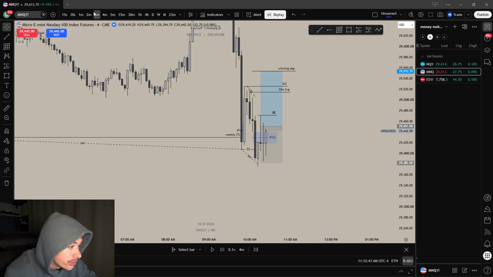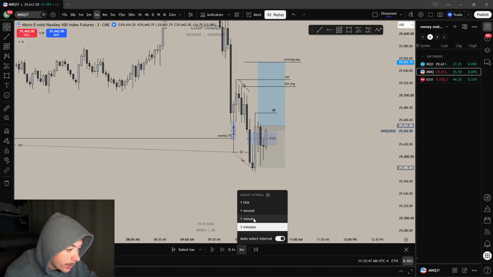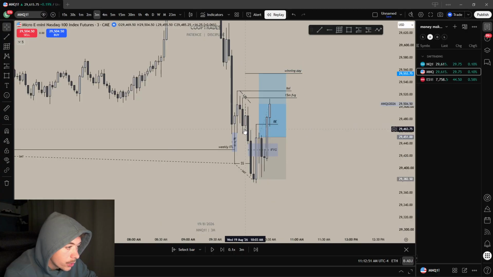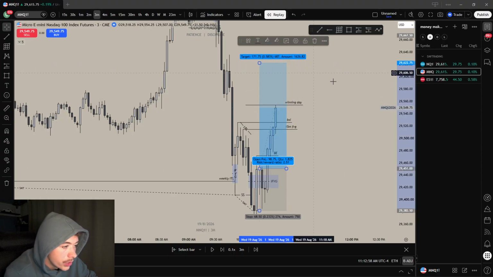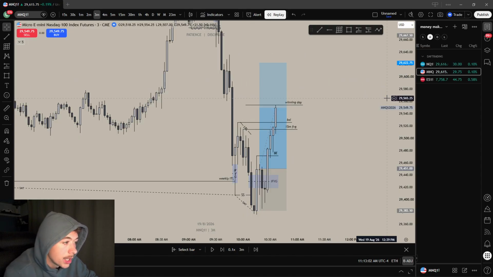However, we had to sit through 12 minutes of stressfulness, hoping that price does not stop us out, which it ended up not doing. So I went to break even there. And then I was targeting like a 1 to 2 on this. Since I lost like 500 in the first trade, I was trying to make 1,000, so I'd be up 500 on the day. A little bit of greediness there.